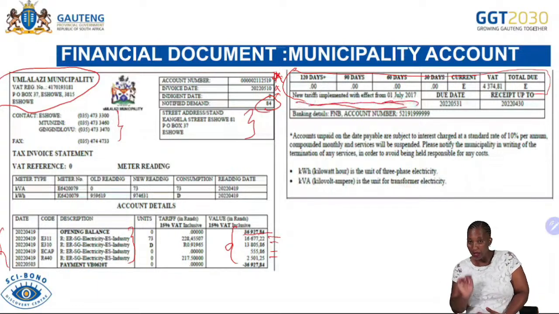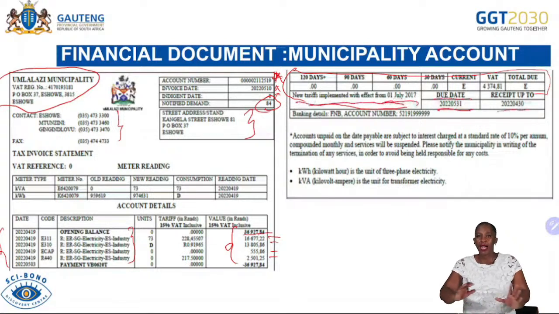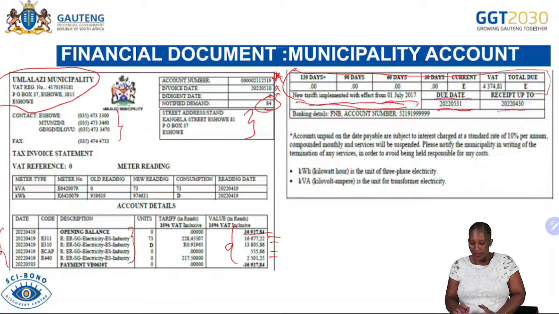And then remember what I said about the due date. When are you supposed to pay the money? Then there's the due date. It is reflected, the due date. Also, the receipt is up to which date? So meaning this account is for up to when. And then the banking details of the municipality are indicated there.